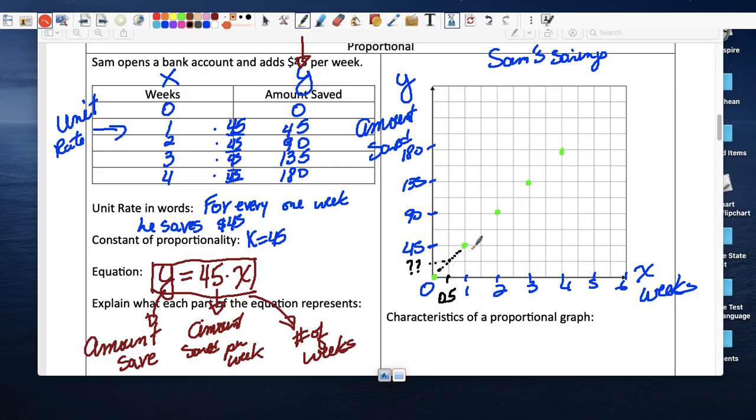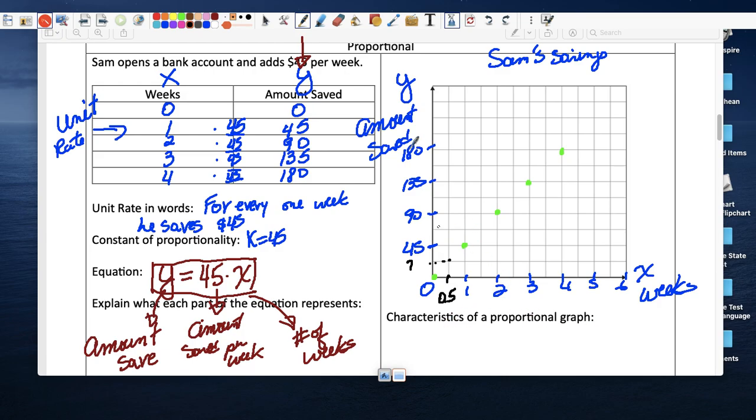Let's say 2 days pass, a week and 2 days, which is about here, right? Do you think that his 45 grew? No, because he hasn't gone to the bank yet. He's going to go to the bank here. At 2 weeks exactly, he's going to have 90. So these points here have no relevance, no context in the story. So when that's true, we really don't connect the dots. So this would have been left just like this.